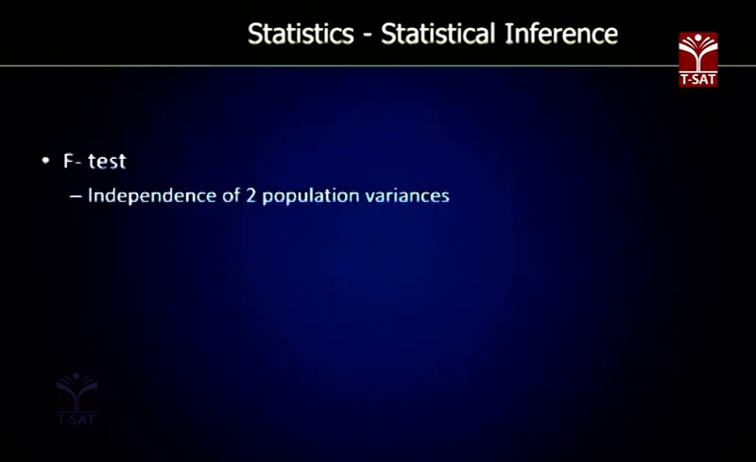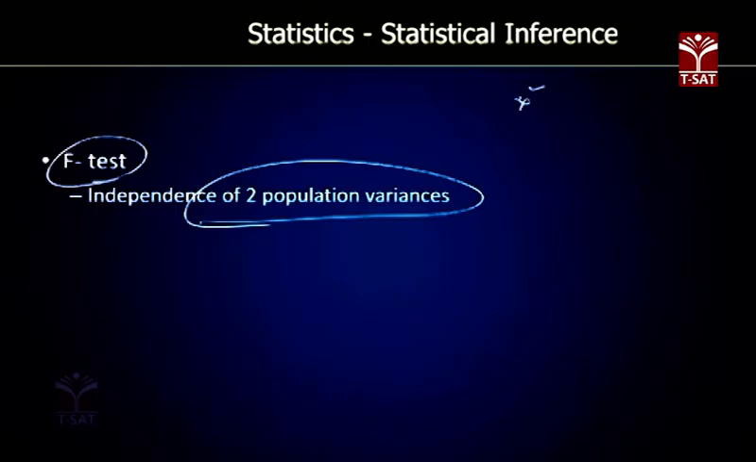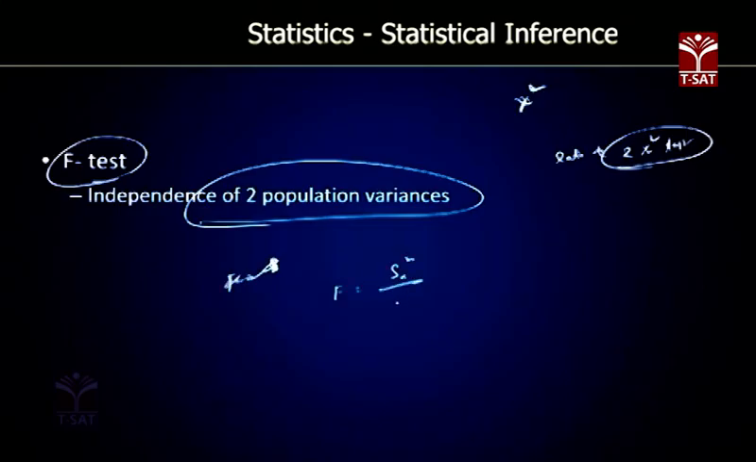Next slide. The next test is the F-test. This F-test is used for testing the independence of two population variances. Here, to find out a single population variance we used the chi-square test. Similarly, for two populations' variances we use the ratio of 2 chi-squares. The test statistic for F is given by F equal to capital SX square divided by capital SY square, where capital SX square is 1 by n minus 1 into summation xi minus x bar whole square, and capital SY square is given by 1 by n minus 1 into summation yi minus y bar whole square.